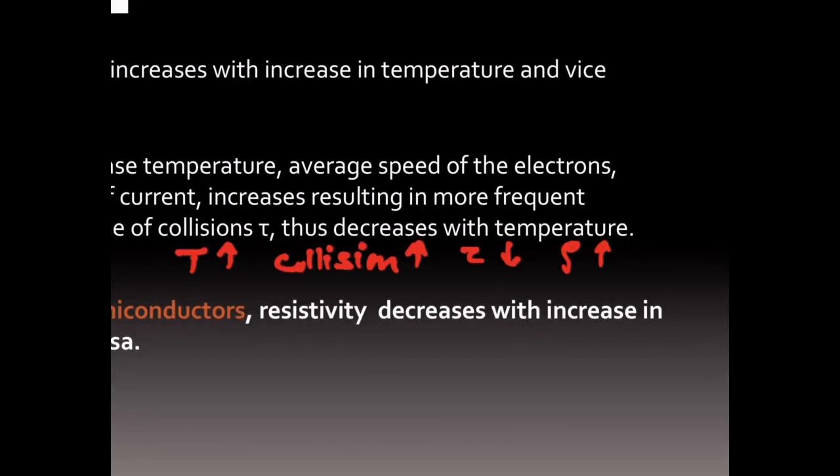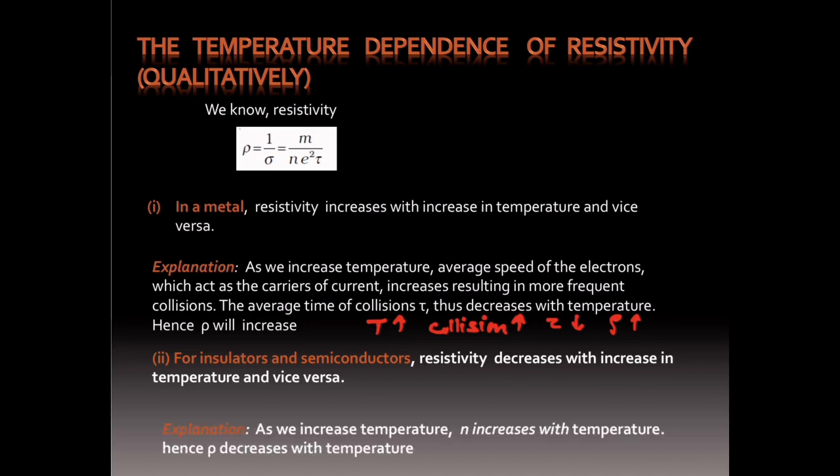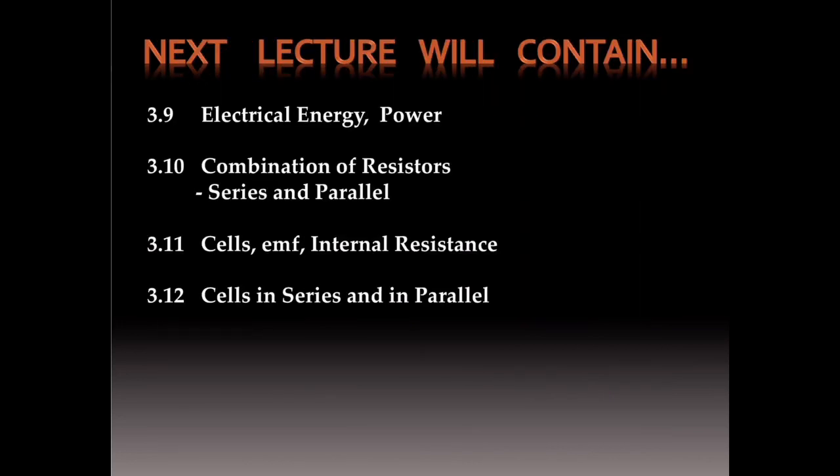In case of semiconductors and insulators, resistivity decreases with increase in temperature because, by the above relation, if temperature increases, then more bonds will break, n will increase, and resistivity will decrease. So remember, temperature increases, resistivity decreases in case of semiconductors. This part is important for CBSE for 1 mark and 2 mark questions.